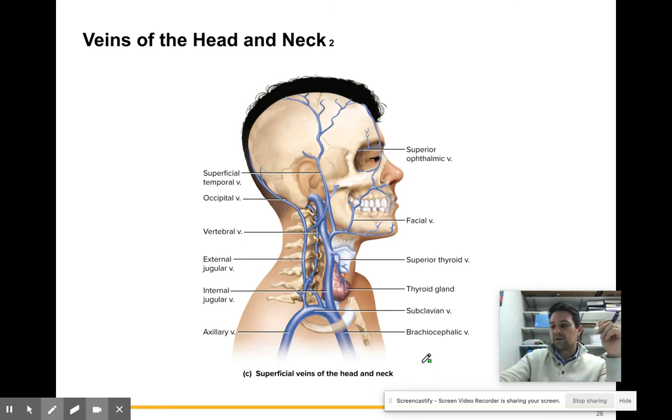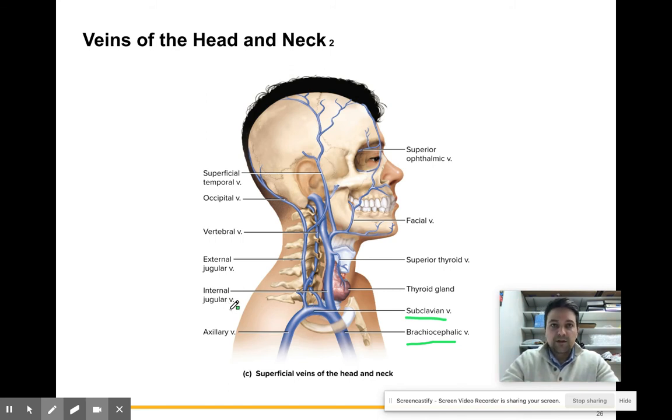The only ones I really want you to know, and I have to be honest here, if you know the veins or you know the arteries, you automatically know the other one, because they're typically named the same. The only thing that changes in the name is vein or artery. For example, you have a brachiocephalic vein, just like you had a brachiocephalic artery. You have subclavian veins, just like you had subclavian arteries. There are some differences, don't get me wrong. They're not all named the same.